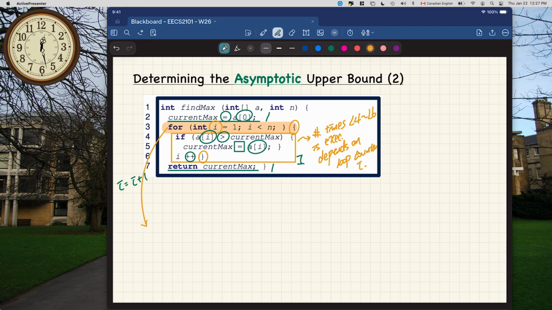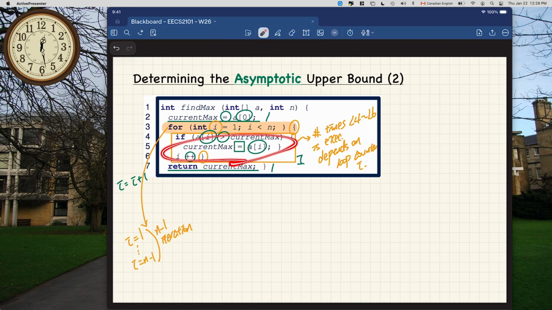So here we got I equals 1 all the way to I equals n minus 1. And this one is obvious. We got n minus 1 iterations. And each iteration is going to execute this block. Each execution is going to be 1. All right, let's now sum them up.